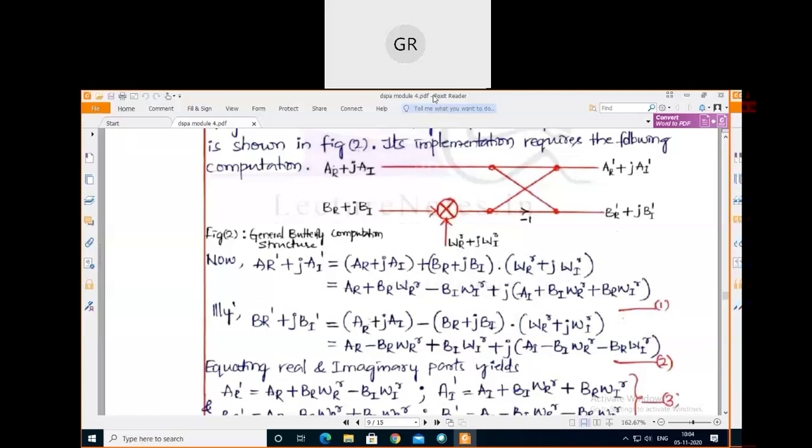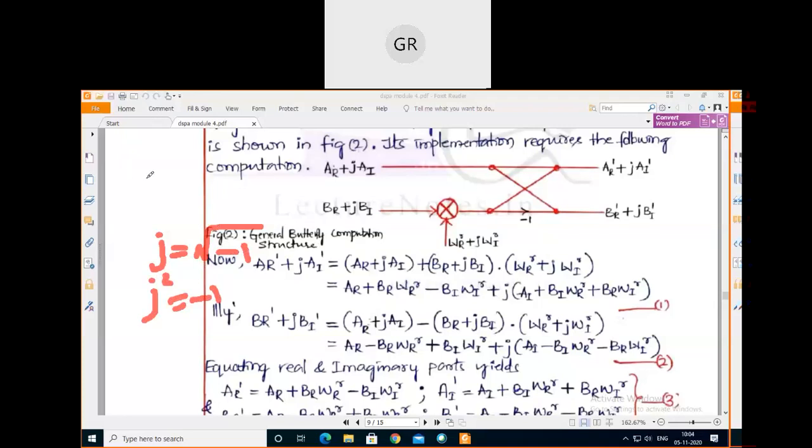Just remember here the j value. What is the value of j? Square root of minus 1. What is the value of j squared? Minus 1, right? Just remember this while solving these equations.